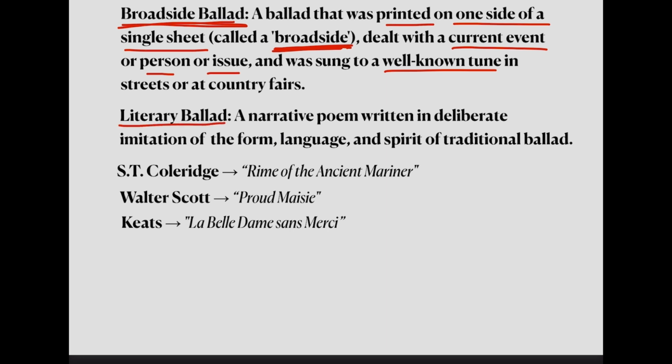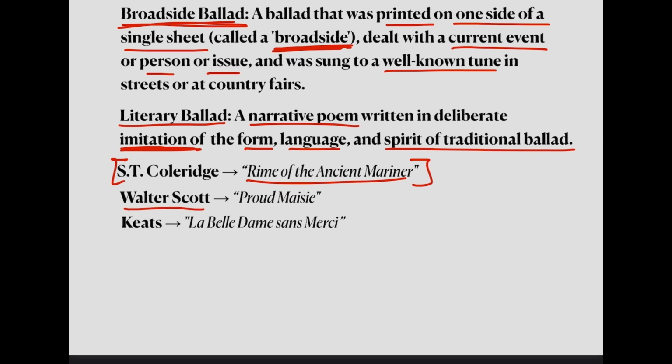Then we have literary ballad. Literary ballad is a narrative poem which is written in the form of imitation. It is an imitation of the form and language and spirit of traditional ballad which was meant to be sung. Next is S. T. Coleridge. His Rime of the Ancient Mariner is a very famous ballad. Walter Scott, Proud Maisie, and Keats, La Belle Dame sans Merci.